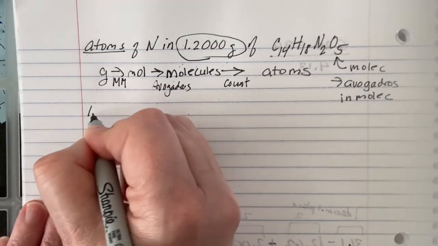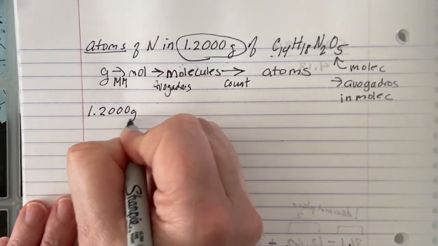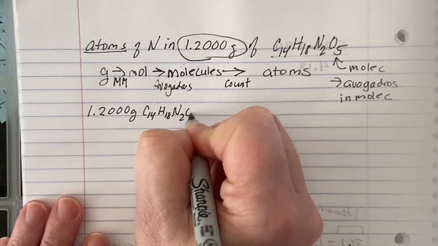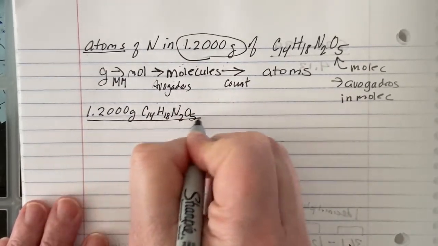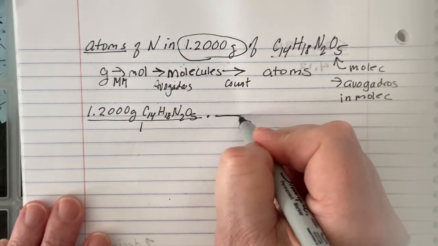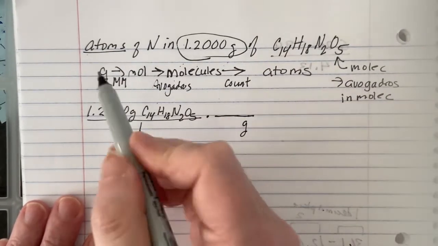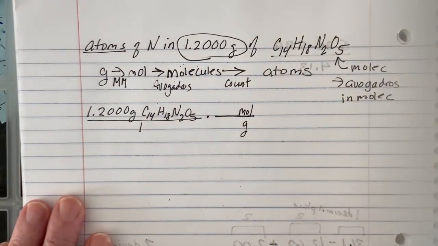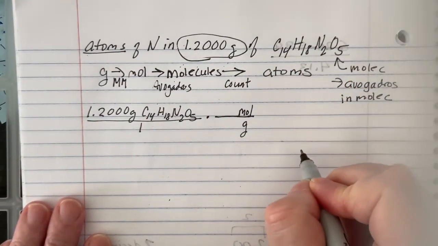We write what we know, 1.2000 grams C14H18N2O5. Put that over 1. Grams is in the numerator, so that means here grams is going to be in the denominator. Molar mass is always grams and moles. I've got to take a little side trip here.